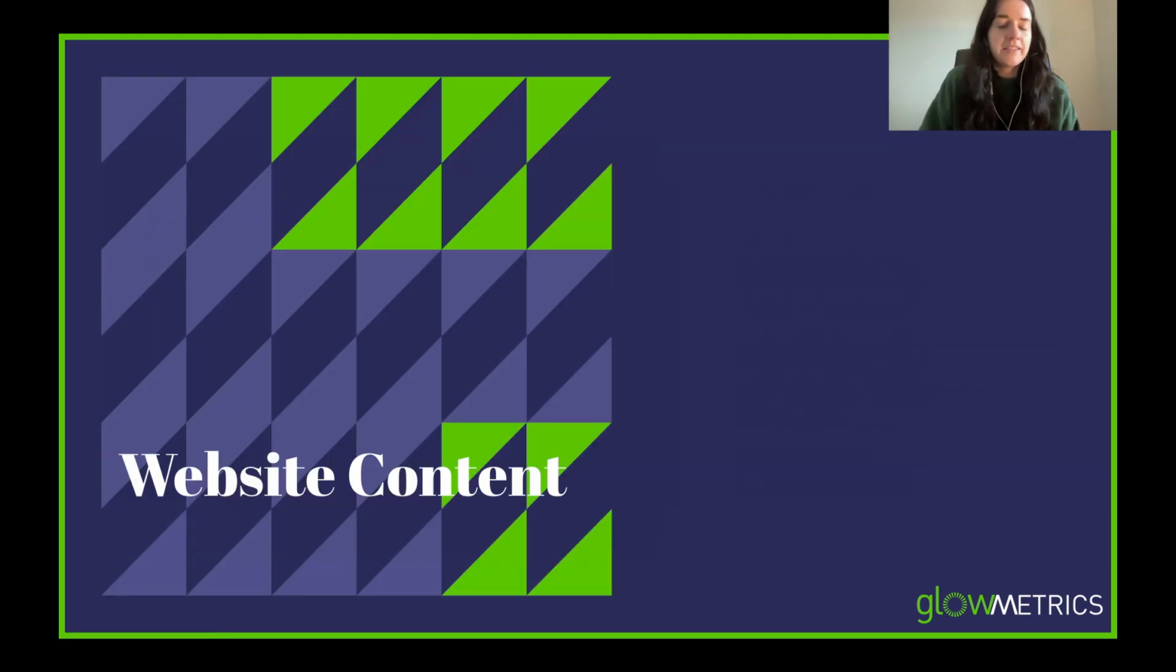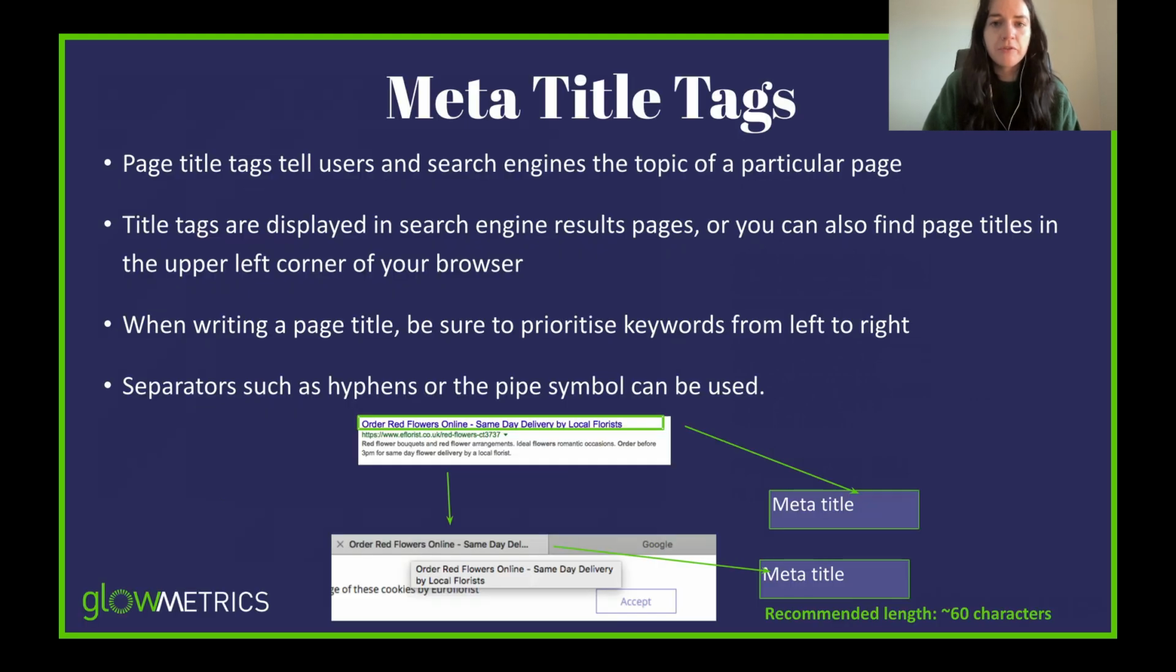So website content as well is the next section that we're going to look at. So we've done our keyword research and now we're looking at the content on our site. So we're going to start off with meta title tags, also known as page title tags, and they tell users and search engines the topic of a particular page.